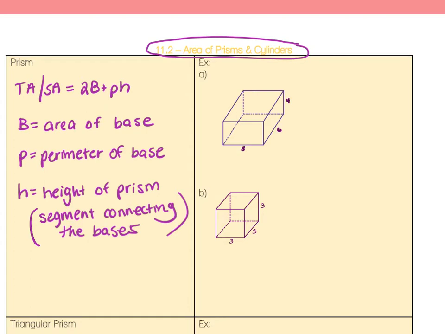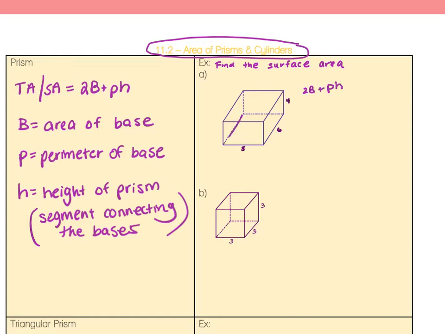So if I look at A, all of these are just going to say find the surface area or find the total area, not lateral and then surface. It's just surface. So if I go to A, then this is a rectangular prism. I'm going to have to do 2B plus PH.